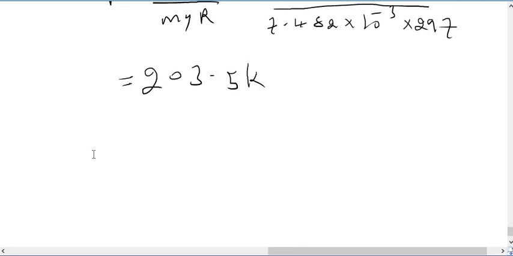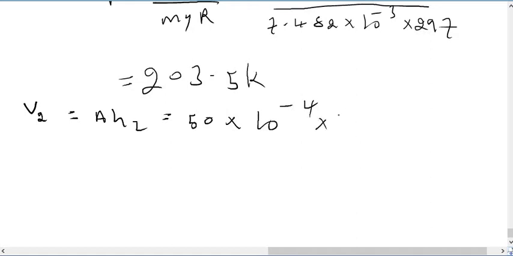So that is the temperature. So we can get B2 now. So B2 is AH2, which is equal to 50 exponential minus 4 times H2, that is 1.0 to H, which is equal to 5.14 exponential minus 3 meter cube.